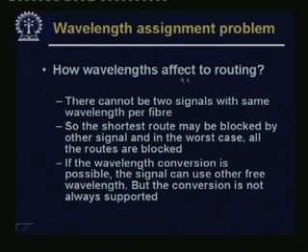Now, how do wavelengths affect the routing? There cannot be two signals with the same wavelength per fiber for two different light paths; that is not possible. So, the shortest route may be blocked by another signal, and in the worst case all the routes are blocked. Then either you will have to reassign the wavelengths of earlier assignments, or you will have to block this request. If wavelength conversion is possible, the signal can use other free wavelengths, but conversion is not always supported.